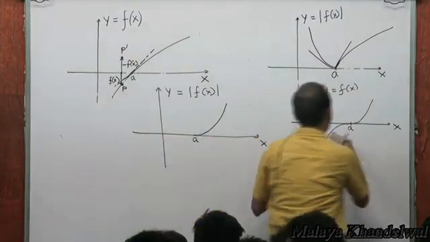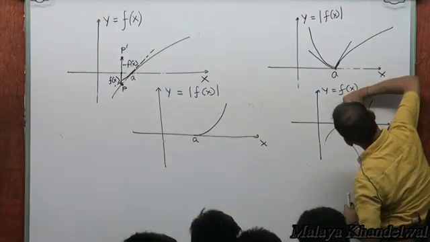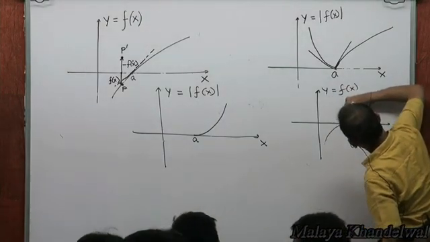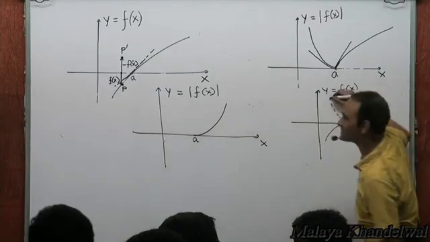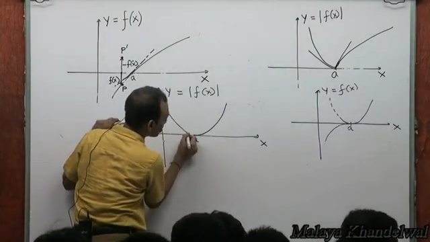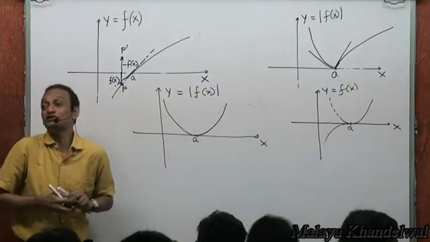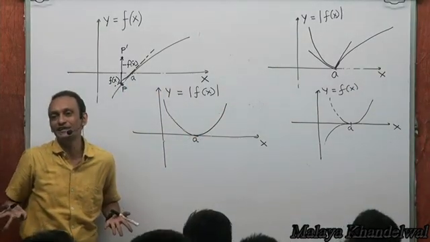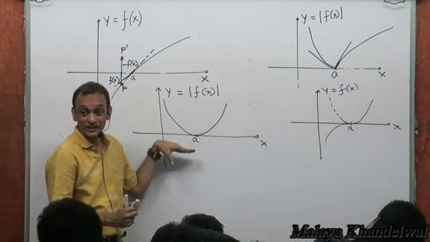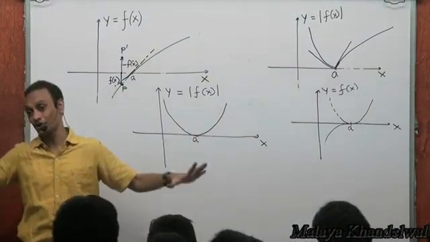To the left of a, this portion will get reflected about the x-axis, like this. And differentiability is not lost. See, this is the graph of y equal to mod of fx, and differentiability is not lost.